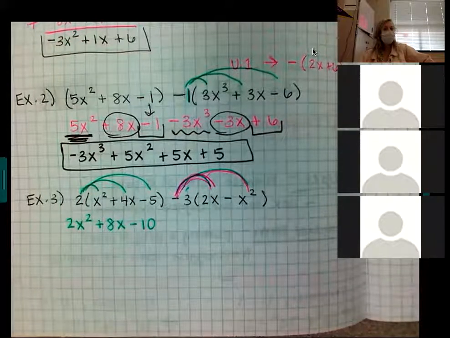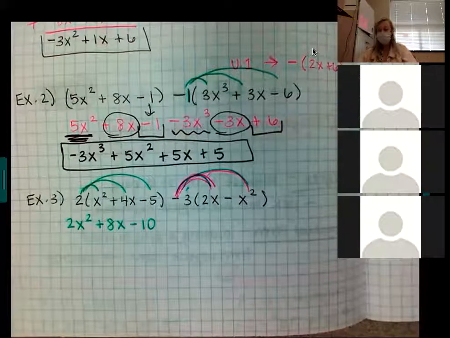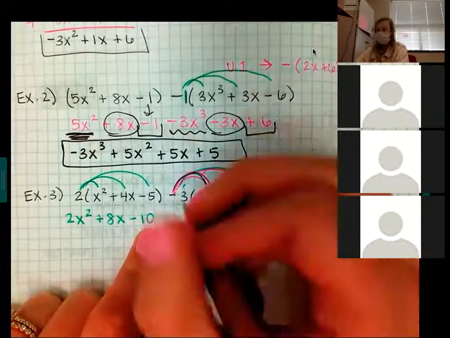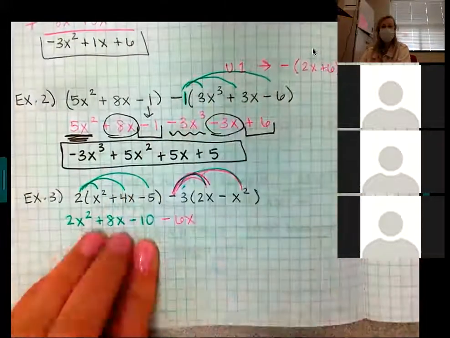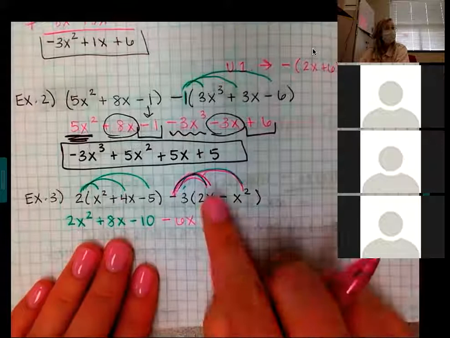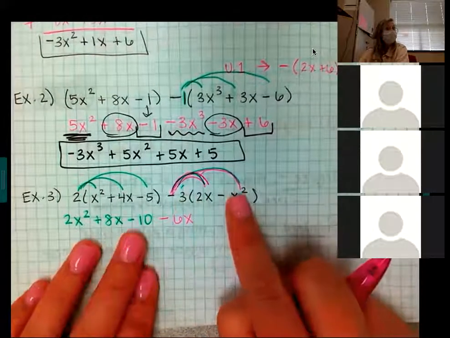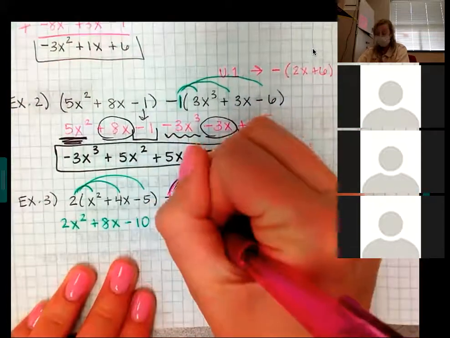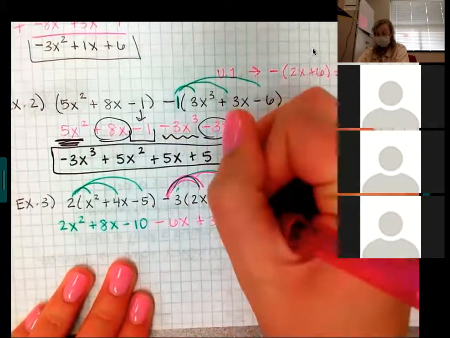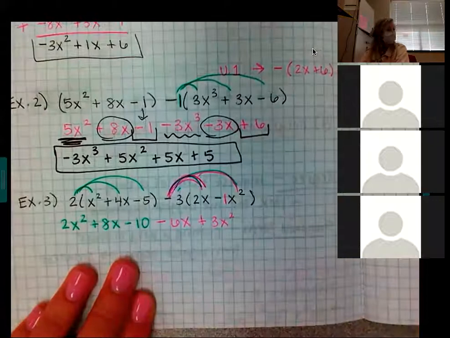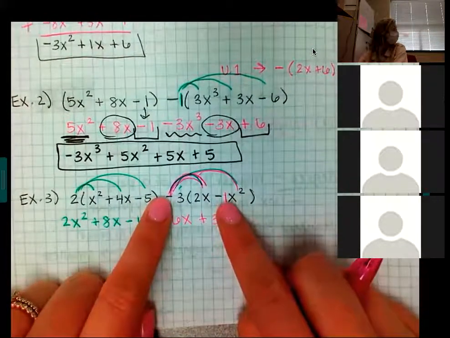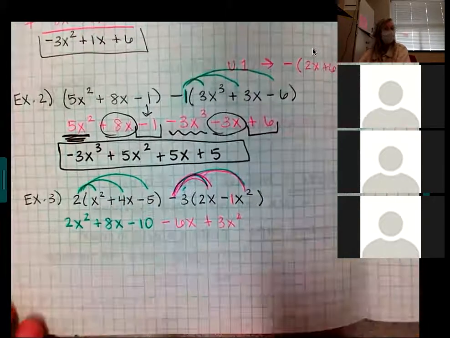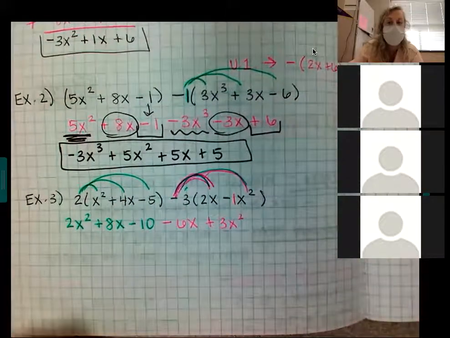Everybody okay with the first parentheses? All right, we're just simplifying. What's negative 3 times 2x? Minus 6x. What's negative 3 times a negative x squared? Plus 3x squared. Remember, this is like an understood minus 1. So negative 3 times negative 1 is positive 3, and then x squared.